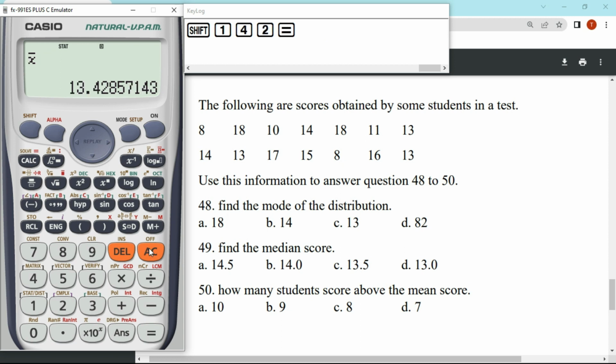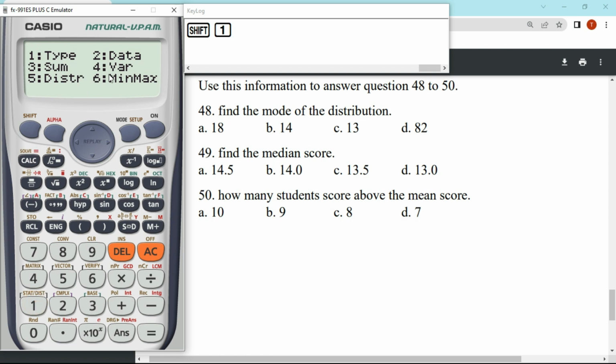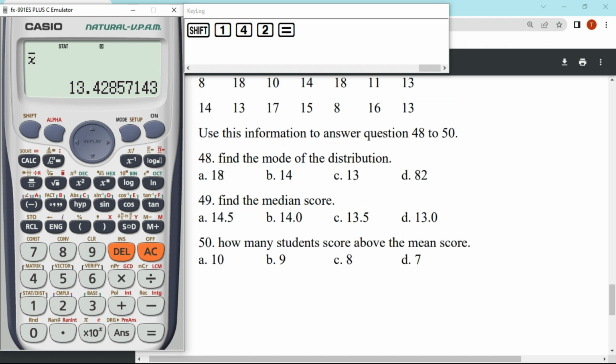After finding the median score, we move to question 50, which reads: how many students score above the mean mark? All that you have to do now is to find the mean of the data first. So we click on Shift, then distribution number 1, then number 4, which is the variance calculation, to find the mean, and then we have the mean to be number 2. Then we click on equal to, so you have the mean to be 13.4285, which is still below. So all those who have below 13.4, or those who have 13 and below, are below the mean mark, so they are not part of the students that score above the mean mark.